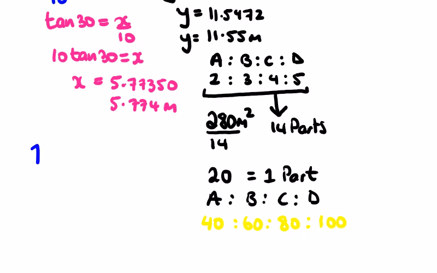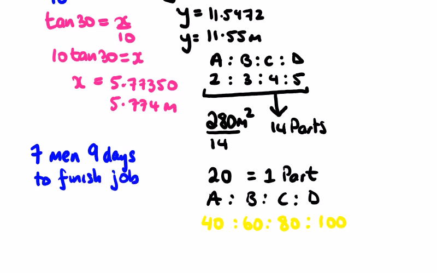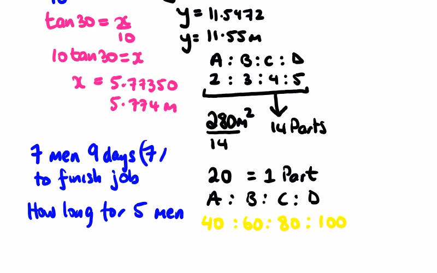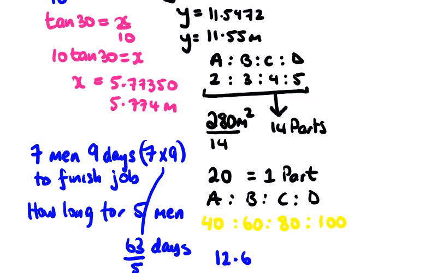And then let's say it took 7 men 9 days to complete this job. How long will it take 5 men? So what we really need to work out is the amount of days involved. 7 by 9, 7 men, 9 days, so there's 63 days involved in finishing the job. And if there's only 5 men, 63 divided by 5 is going to be 12.6 days to finish the job for 5 men.